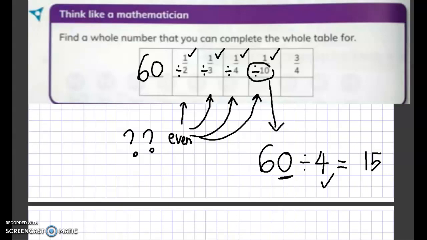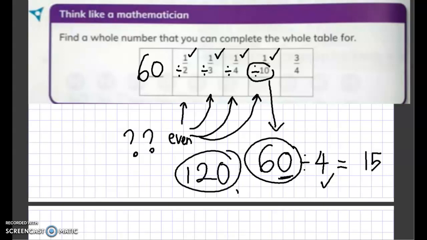Can be 60. That's the lowest number that we can go. But of course, you can go on and you can have 120 in the multiples of 60. Okay, so you add 60 times 2 will be 120. So 120 is possible. If 60 is possible, 120 will be possible.